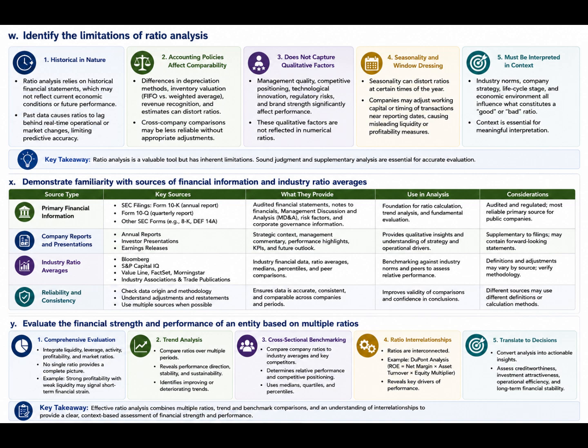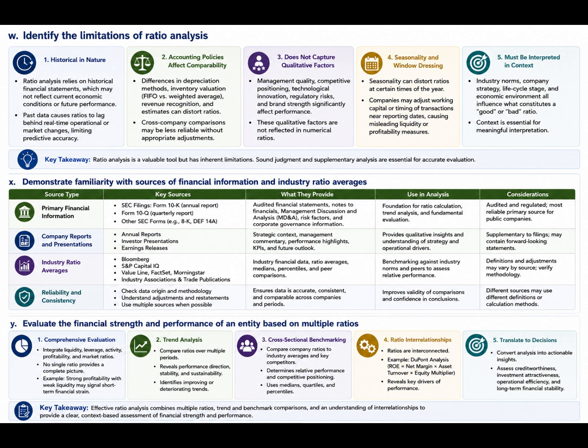Y. Evaluate the financial strength and performance of an entity based on multiple ratios. Comprehensive evaluation requires integrating liquidity, leverage, activity, profitability, and market ratios. No single ratio provides a complete picture. For example, strong profitability combined with weak liquidity may signal short-term financial strain. Trend analysis enhances evaluation. Comparing ratios over multiple periods reveals performance direction, stability, and sustainability rather than relying on one-year snapshots.